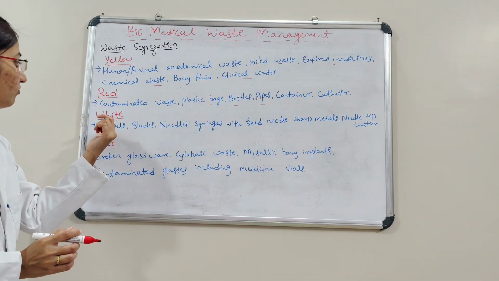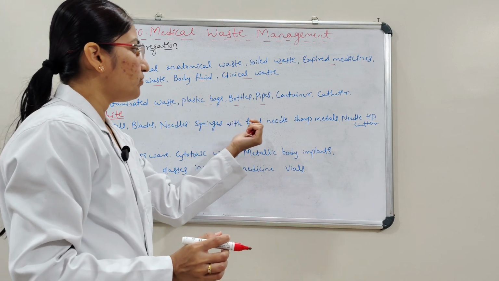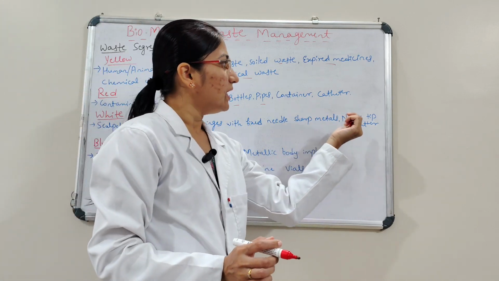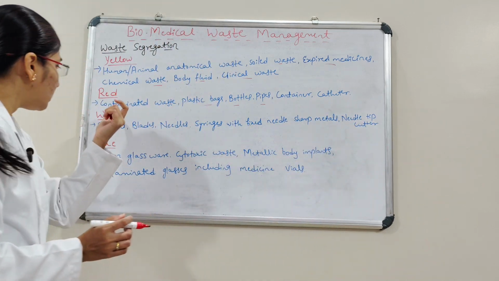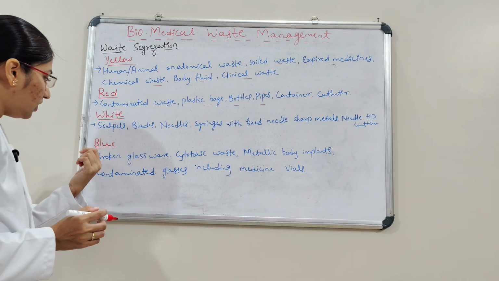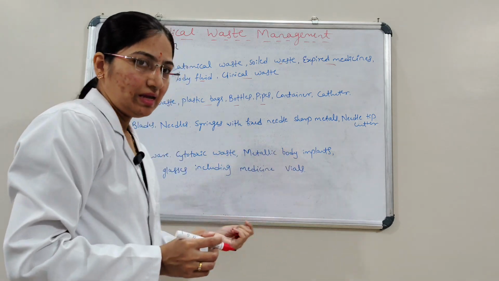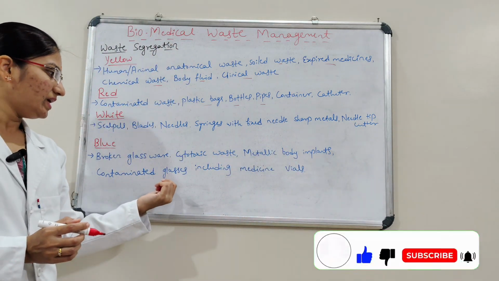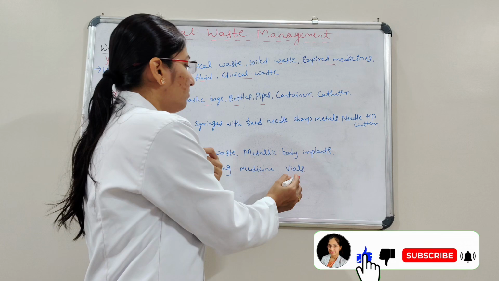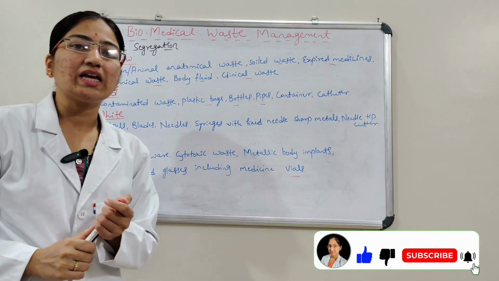And then comes the white. Here scalpels, blades, needles, syringes with a fixed needle, sharp metals, and needle tip cutters come under white. And then next we'll see the blue. Here broken glassware, cytotoxic waste, metallic body implants, and contaminated glass including medicine vials. This is what we have about waste segregation.